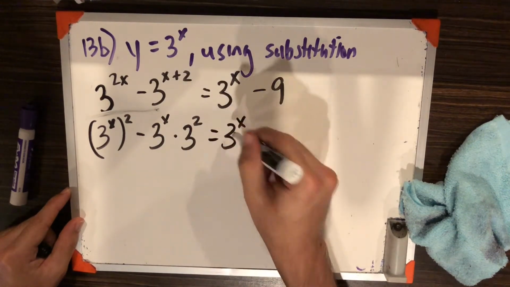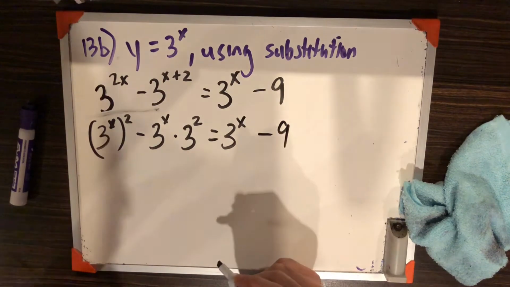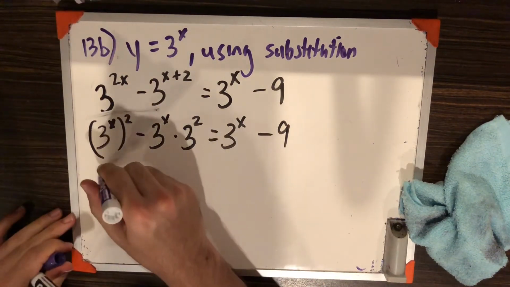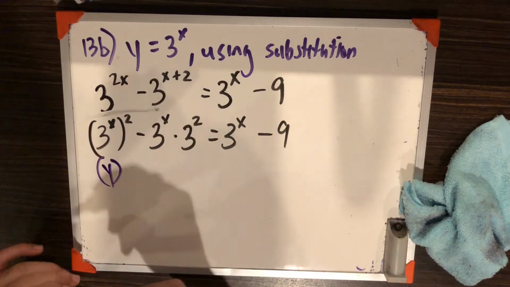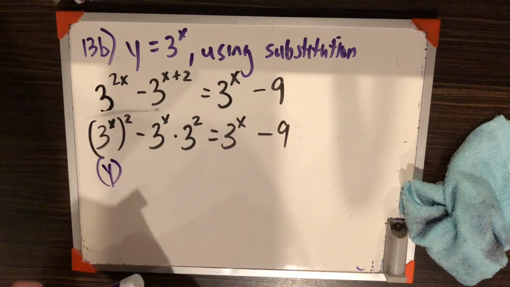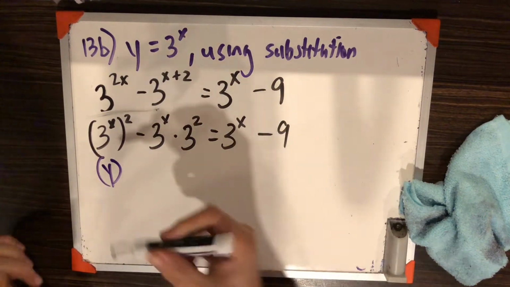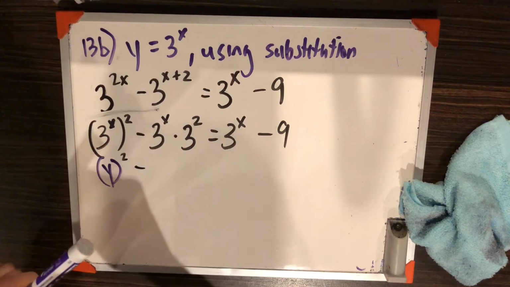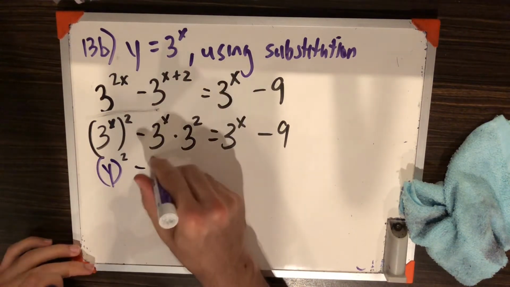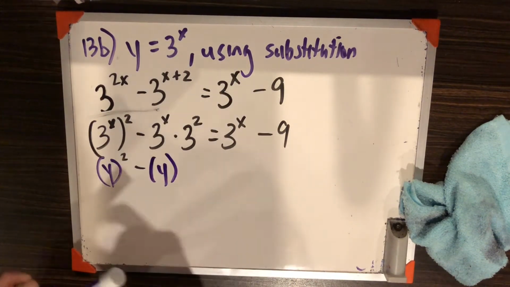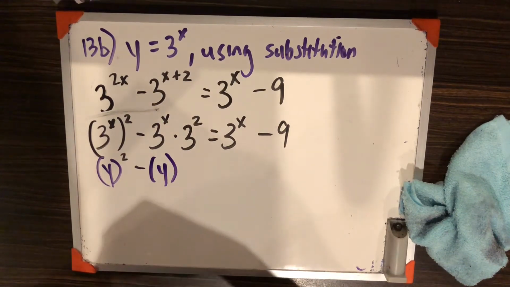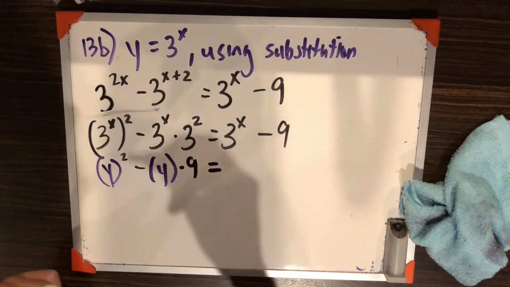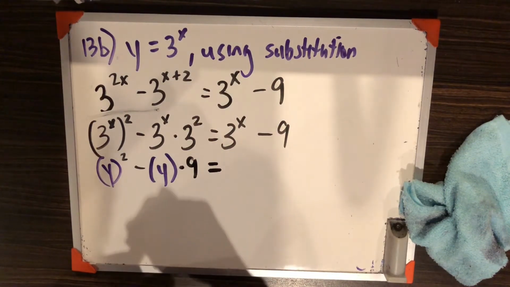Again, we have 3 to the x power, we don't have to do anything with that, and then minus 9. Every time we see 3 to the x, we're going to replace it with y. I'm going to replace this with y, and this other thing with y. This I can replace with y times 9, since 3 to the second power is 9. And again, 3 to the x power I can replace with y.